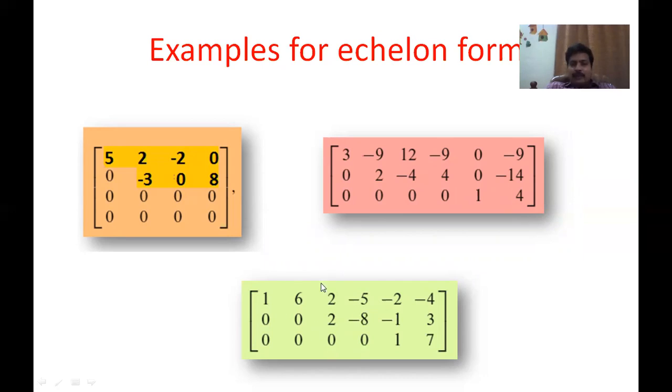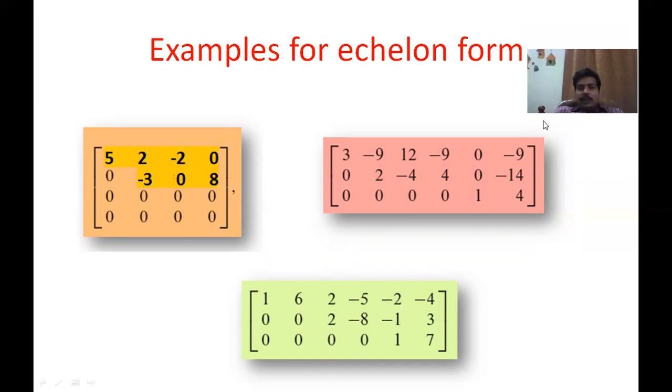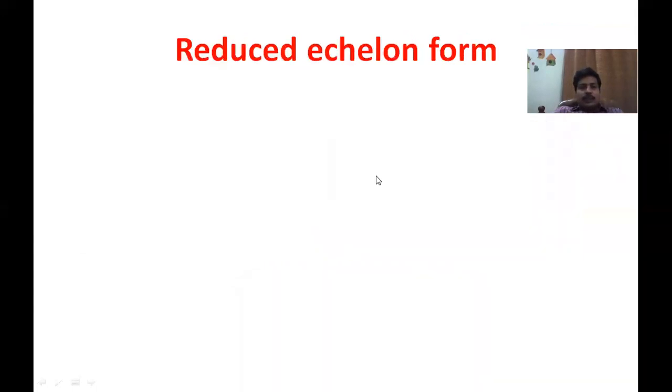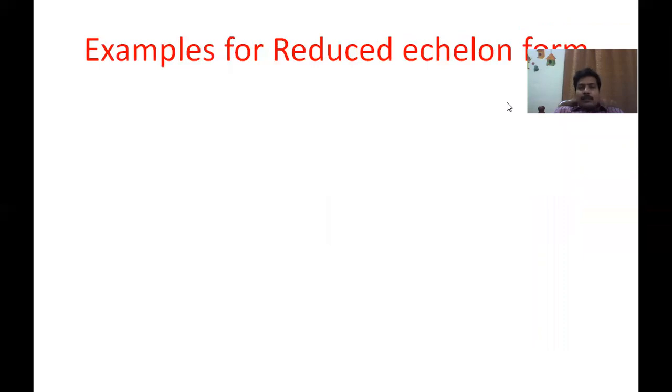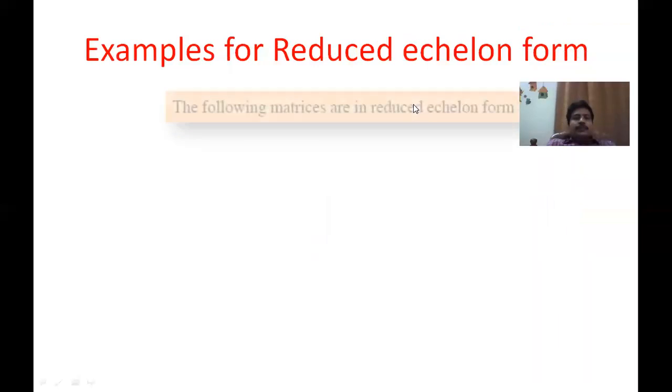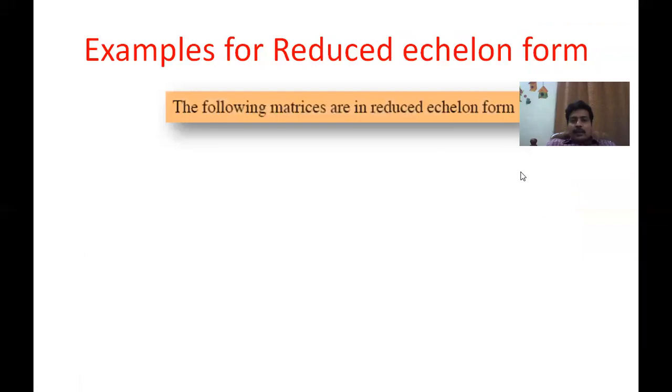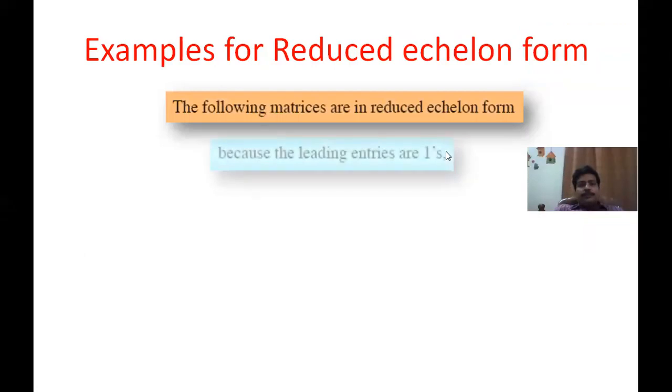So this matrix is in echelon form. If we want to convert this into reduced echelon form, we have to make it 1, and this is 0, and these two are zeros. That is the reduced echelon form. So let us see the examples of reduced echelon form. The following matrices are in reduced echelon form.